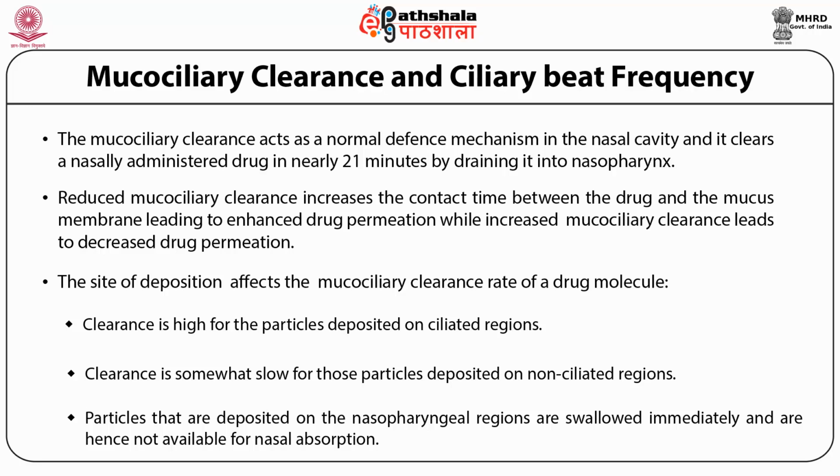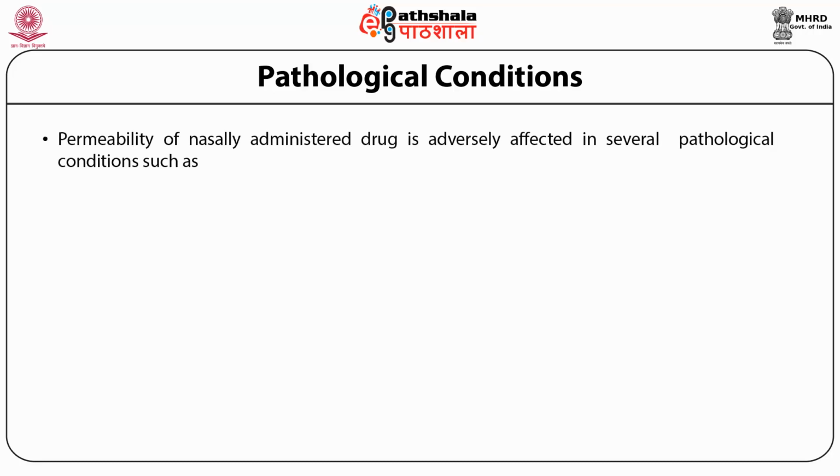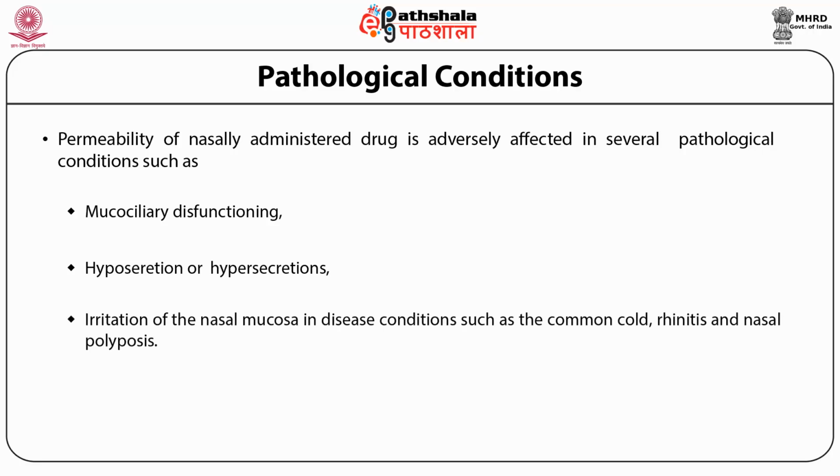This small discussion focuses on how important the mucociliary clearance is when it comes to the delivery of the drug through the nasal mucosa. Now let us talk about the pathological conditions and how they will hamper or affect the drug delivery through the nasal mucosa. Permeability of nasally administered drug is adversely affected in several pathological conditions such as mucociliary dysfunctioning, hyposecretion or hypersecretion, and irritation of the nasal mucosa in disease conditions such as the common cold, rhinitis, and nasal polyposis.